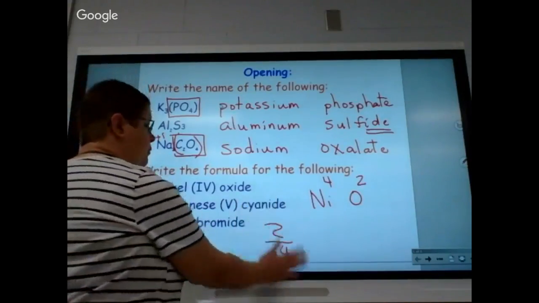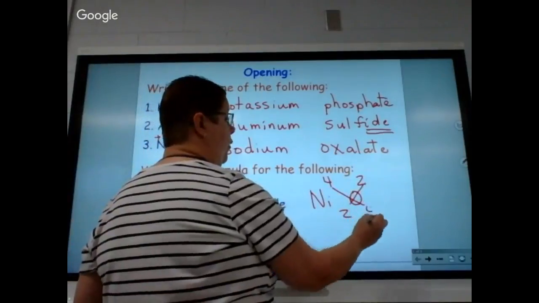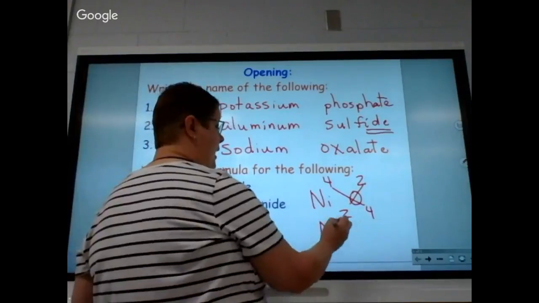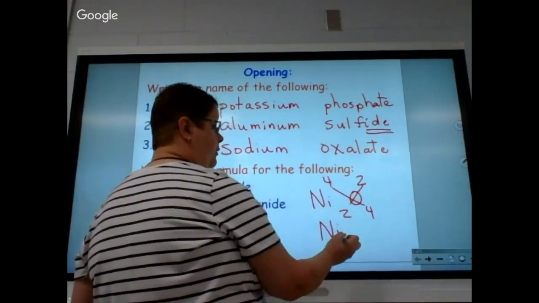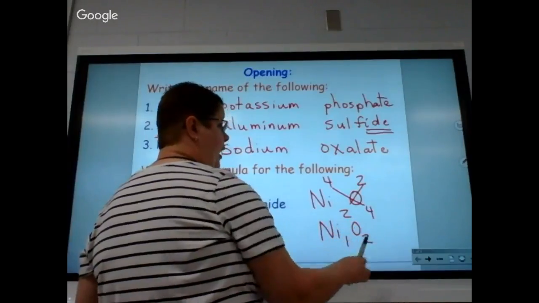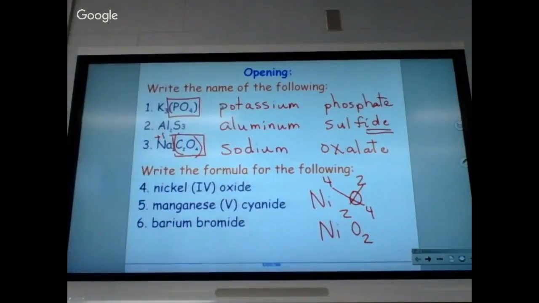Okay? So, when you crisscross, you're going to get a 2 and you're going to get a 4, right? You're going to reduce in science class too. So, Ni is going to reduce to what? And O is going to reduce to what? And we're not going to write this 1. If you do, it's okay, but I'm going to take it off. So you need to reduce to NiO2.